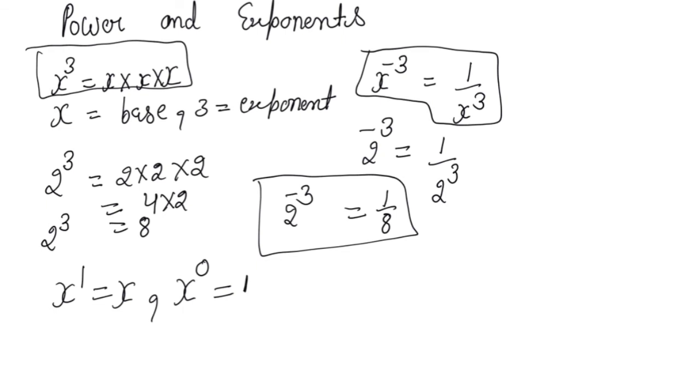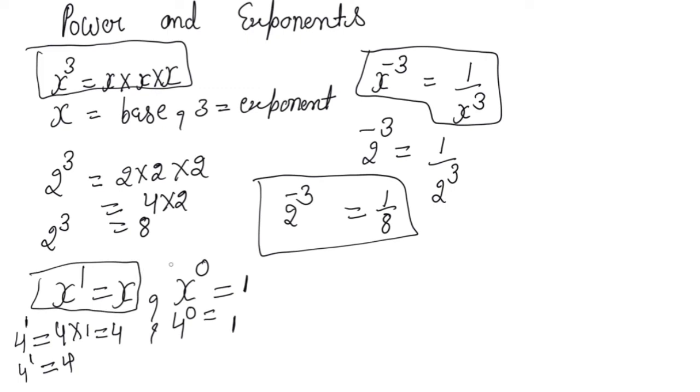So let's take the example 4 raised to the power 1. Now 4 raised to the power 1, so we have to multiply 4 how many times? 1. So 4 times 1 will be 4. So 4 raised to the power 1 is 4. Same with x raised to the power 0 is equal to 1. So 4 raised to the power 0 is equal to 1. It is true for all the numbers in the world. These both things are always true for all the numbers in the world, whether negative or positive.